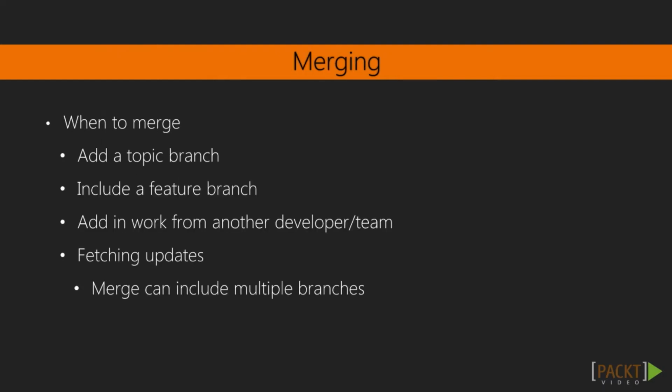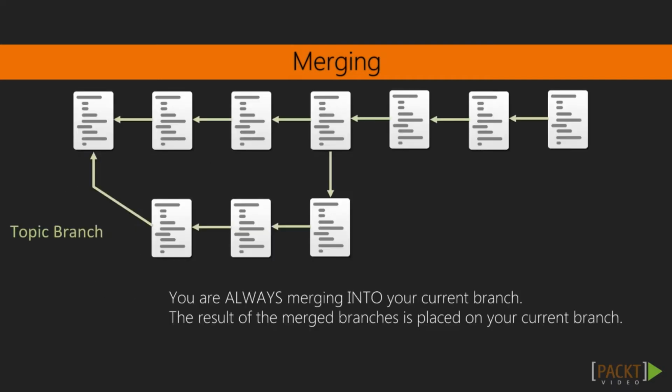There are many times you would need to execute a merge. You are always merging into your current branch. In other words, when you do a git merge, the result of the merged branches is placed on your current branch. If there are no conflicts between the two branches, that is all there is to a merge.